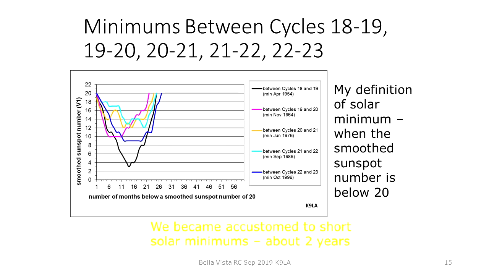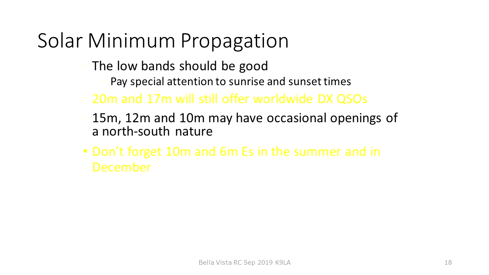So what happens at solar minimum with respect to propagation? Well, the low band should be very good. And of course, you should always pay special attention to sunrise and sunset times. The low bands need the dark ionosphere. So if you have a mapping program like what's in W6EL prop, you can see how your path is with respect to daylight and nighttime, and also sunrise and sunsets at both ends of the path.